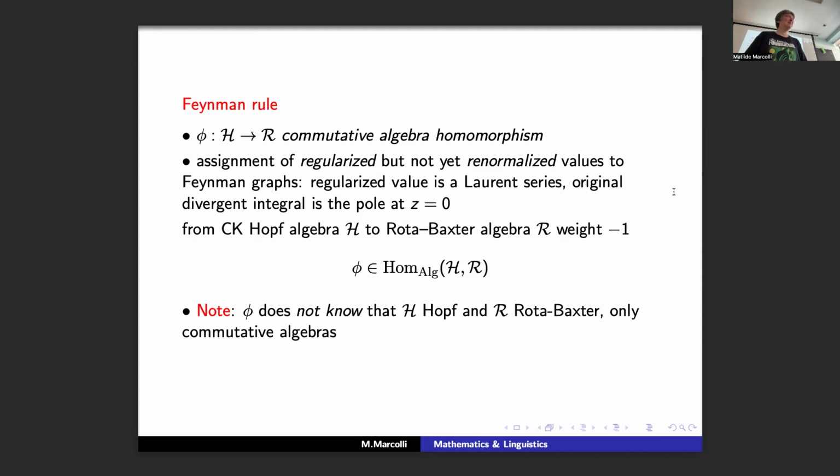But what I was going to ask was, why can't you just say that H also has this kind of identity projection, because it's just the same type of algebra as R? No, it's not. H is a Hopf algebra. It doesn't have any Rota-Baxter structure. R has a Rota-Baxter operator. It has no Hopf algebra structure. So the only thing they have in common is that both of them are commutative algebras.